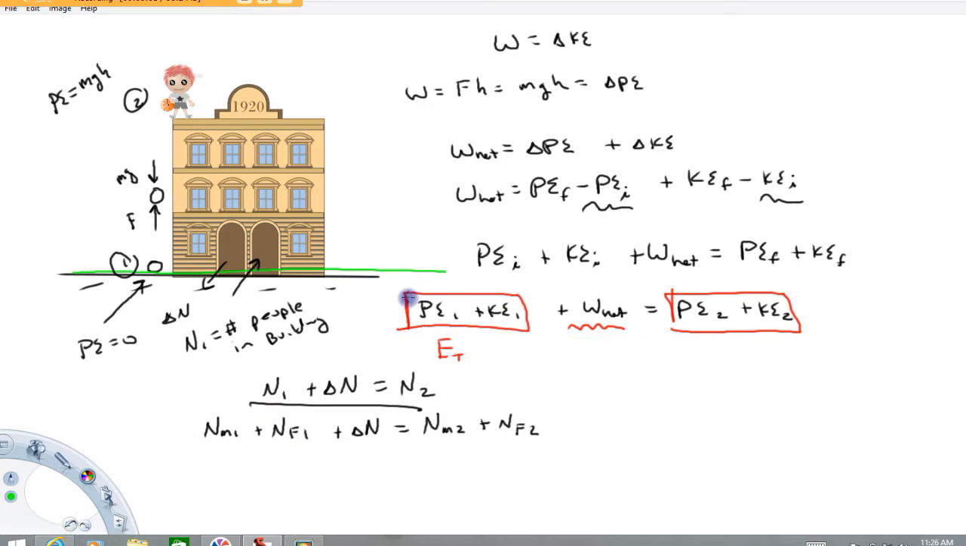My total energy at any given state, which is the sum of two things, my potential plus kinetic, plus any work done on the system as I go from state 1 to state 2, equals my new energy state.